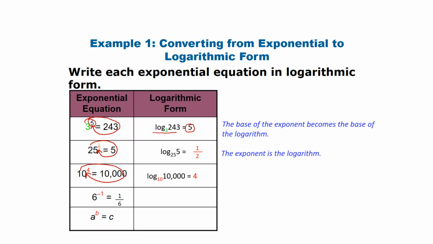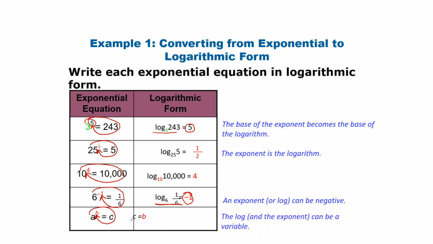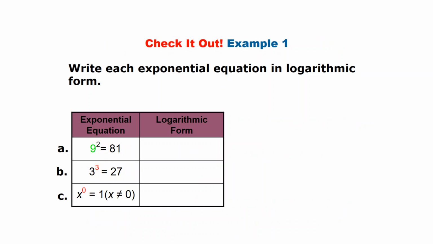Make sure you learn how to use this because you will be asked to do this. So log base 6 of 1/6 equals -1. Again, remember the log part always equals the exponent. Finally, you can do it with variables too: log base A of C equals B. There it is. Try some on your own. Go ahead and turn your video off and give it a try.